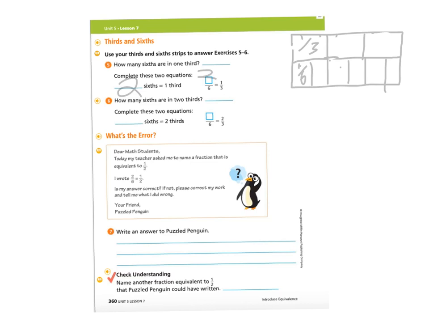How many sixths are in 2/3? So this is 1/3. This is also 1/3. So I'd have to count 1, 2, 3, 4 sixths are in 2/3. And then I can do the puzzle penguin on the bottom. And then this would be the check for understanding. That'd be a good one. All right, so if you get it pretty quick, if it sounds hard, stick with me after our morning meeting.